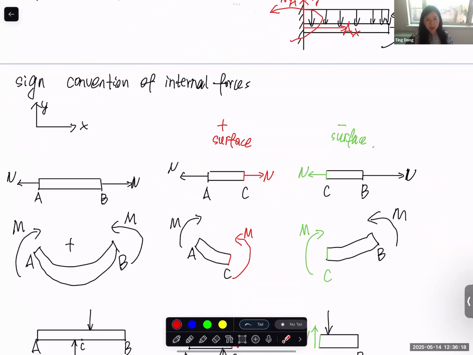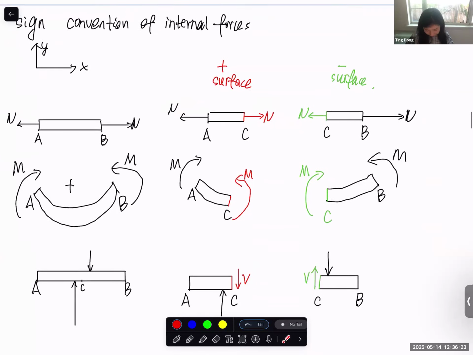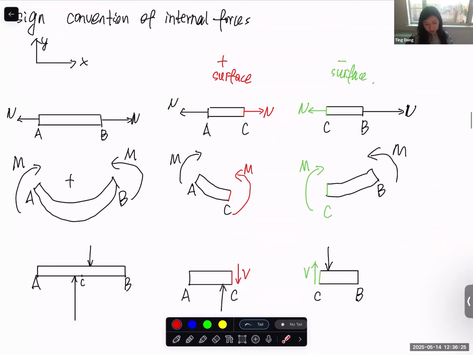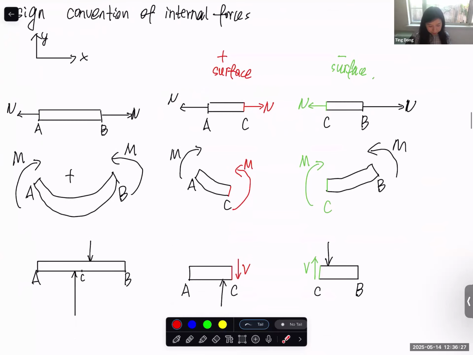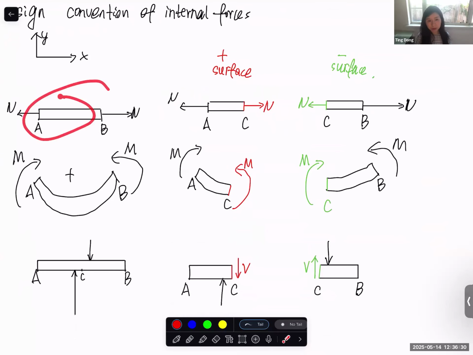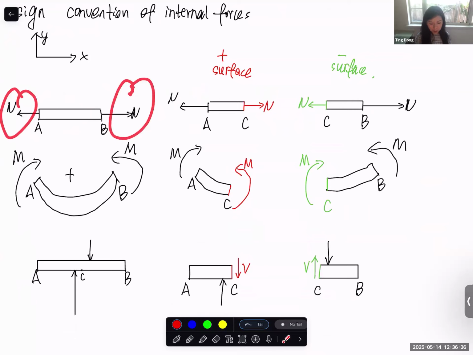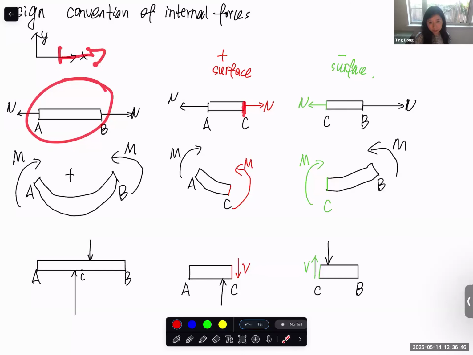And for the sign convention of internal force, I think this part confused a lot of students in the previous semester, so I want to make it very clear here. For tension and compression, normally there's no confusion. We know that whenever it's tension, it should be positive. So if we define this as positive, what happens is that on this surface, this is a positive surface because it's facing the positive X direction. Now, this is a positive internal force, normal force.